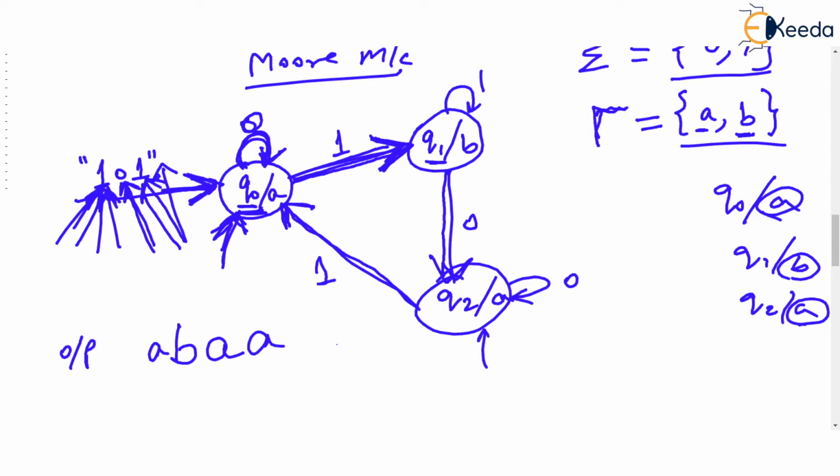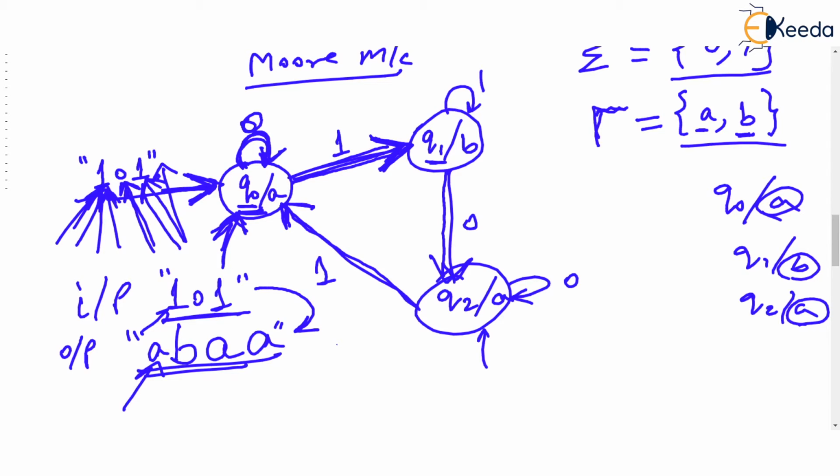But the important thing is that the input given was 101, a 3-letter string, and the output produced was a 4-letter string. Isn't it so? This A was produced right in the beginning. When the machine entered Q0, it outputted A and then it read the first 1 and then transited to Q1 and so on. So this is a very important property. You can see how the input is transduced to some output, isn't it? This is Moore machine. Now, as an example, if I draw Mealy machine, even Mealy machines will produce outputs.